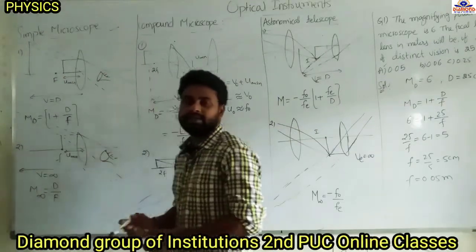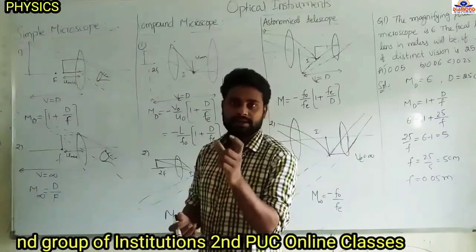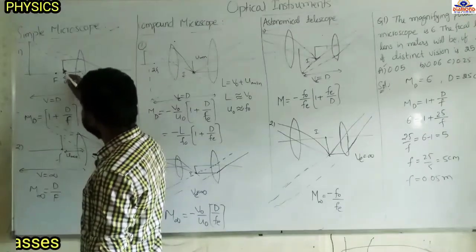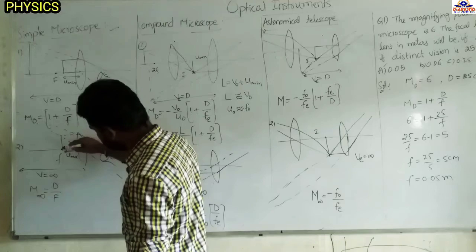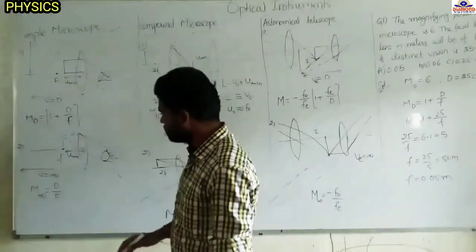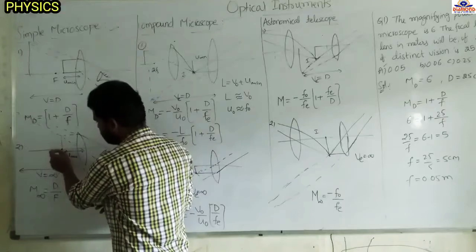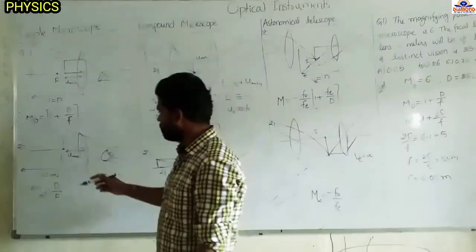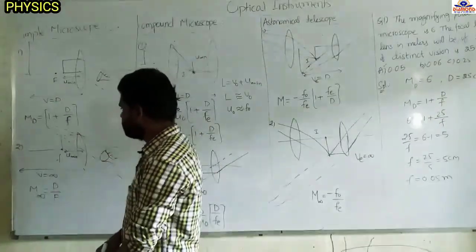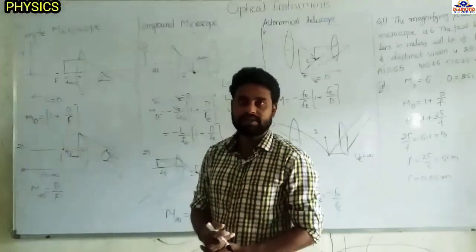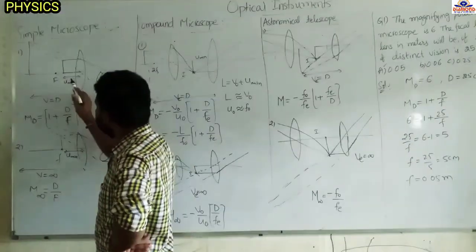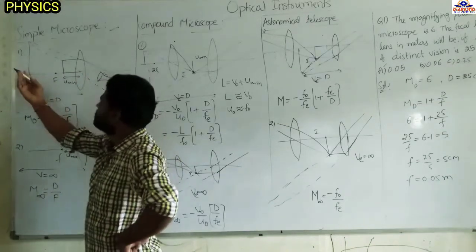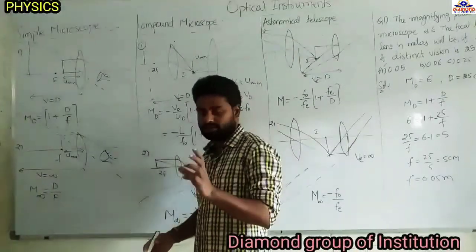So when will we get the image at infinity and when will we get the image at the least distance of distinct vision? These two cases. If we keep the object very close to the focus, then we will get the image at infinity distance. Now if we move the object away from the focus and toward the optical center, then the image distance also decreases.